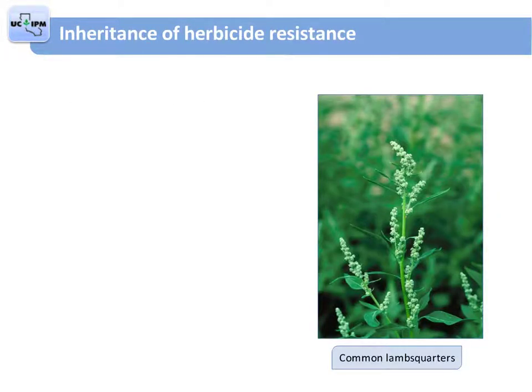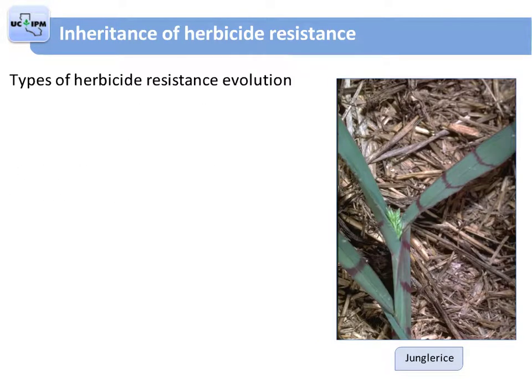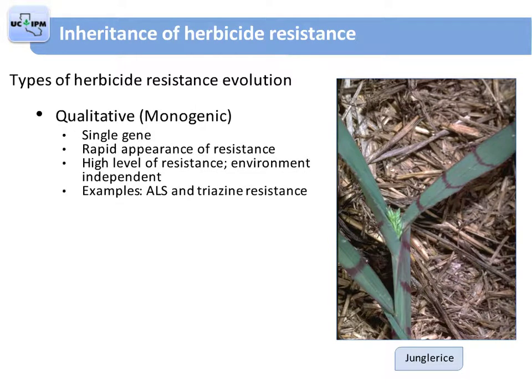Some types of resistance are controlled by a single dominant gene. Other types of resistance are controlled by multiple genes. Let's look at resistance controlled by a single gene. Either the plant is susceptible or resistant. This is monogenic resistance. There is a rapid appearance of resistance as long as we continue to use the same herbicide or modes of action. The level of resistance is very high, maybe 10 times or 100 times. It develops quicker and faster. Examples are ALS resistance and triazine resistance, controlled by a single, dominant gene.